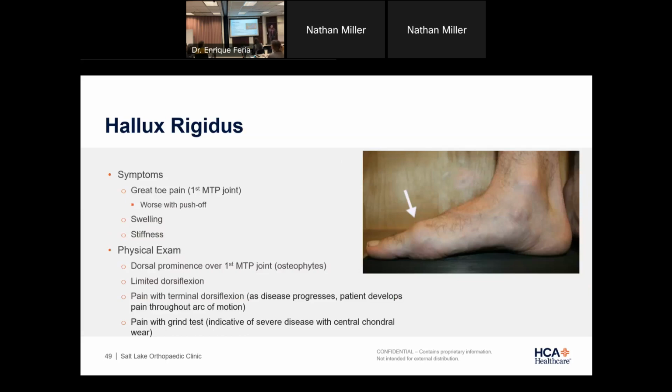Patients present complaining of great toe pain. That's typically worse when they're pushing off with their toes, and that's because as they push off, those bone spurs are kind of hitting each other that you have on top of your great toe. They'll have swelling, stiffness. On exam, you can notice a prominence on top of that joint. That's what the arrow is pointing to there, and they'll have limited flexion going upwards. And again, that's due to those bone spurs that form on the top of your joint.